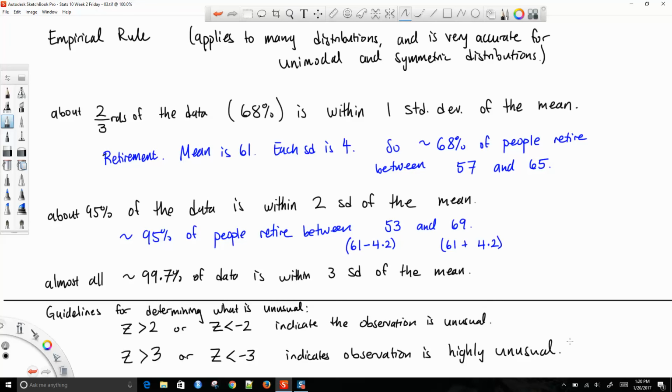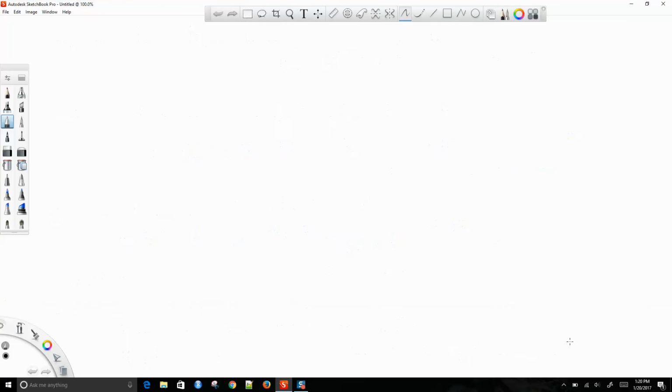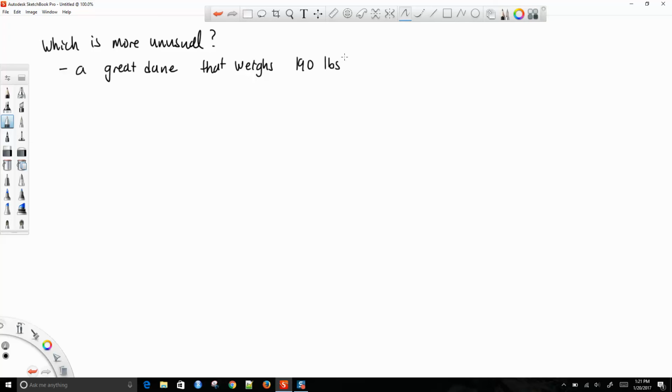Okay? All right, so let's try a little exercise out here, and we'll make a clicker question out of it. Which is more unusual? Say you see 2 dogs. A Great Dane, which is a dog that weighs 190 pounds, so this is a big dog, or a Chihuahua that weighs, we'll say, 9 pounds. Which is more unusual, the 190-pound Great Dane or the 9-pound Chihuahua?